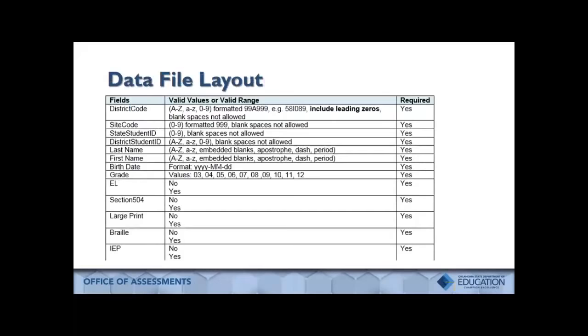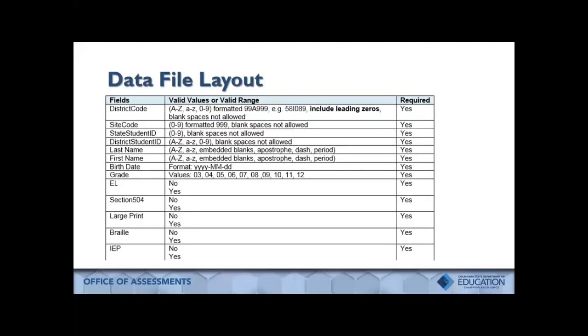Okay, so our data file layout. These are the fields that we're going to be pulling. It does include your district code, which is your full district county code, your site code, your state student ID. The full state student ID does need to be entered into your student information system. If you have a district student ID, we can pull that in as well. However, if your district student ID includes any non-numeric values, then it will not pull in that district student ID.